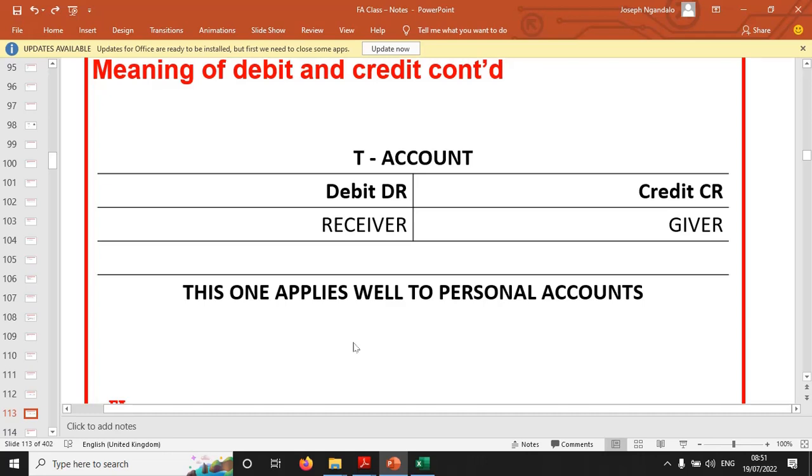Now, there is another method of remembering this double entry business that is being given to you. That is mostly used by those people who do not study accounts as their mainstream subject. Credit the giver, and debit the receiver. Are you going to forget? This one applies well to personal accounts, especially when names are mentioned, individual names and company names.